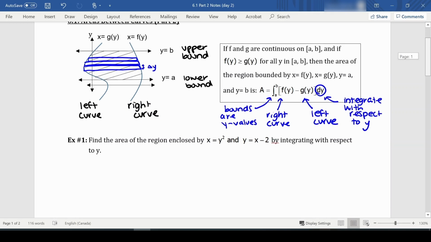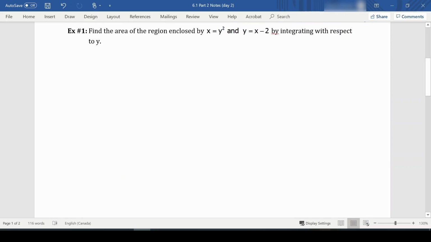So let's try one. We want to find the area of the region enclosed by x equals y squared and y equals x plus 2 by integrating with respect to y. As soon as it says with respect to y, that means that inside of our integral we should have a dy. That means that these are going to be the y values of intersection because it didn't give us y values in the question.